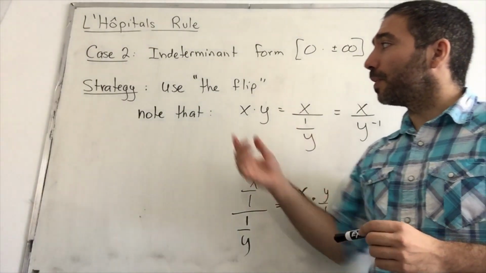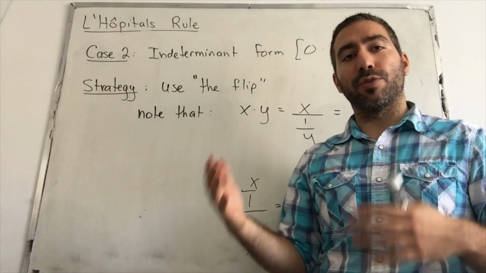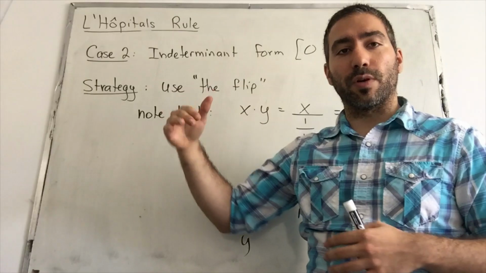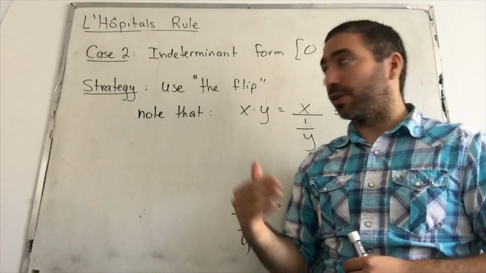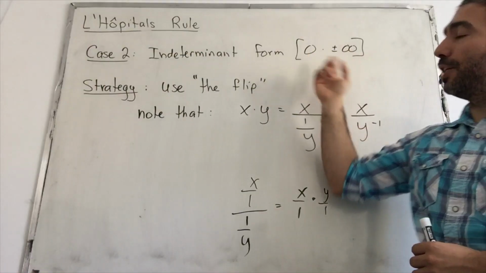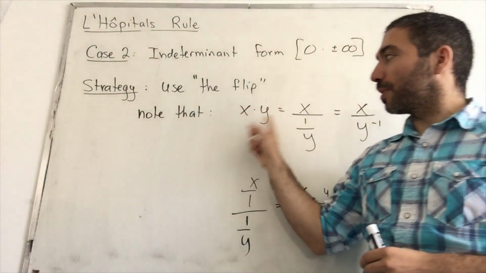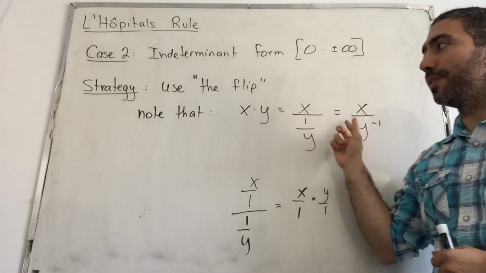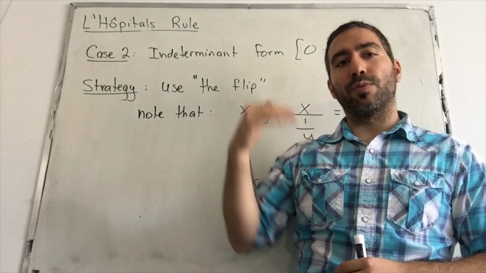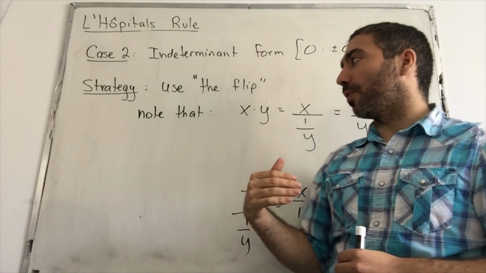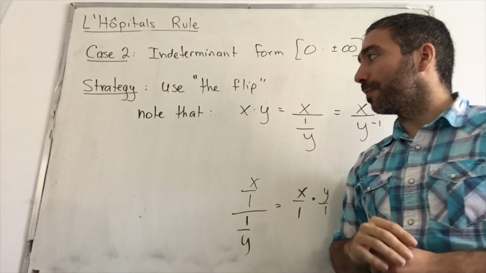Why are we applying the flip? Well, in order to apply L'Hopital's rule, as I mentioned, we're going to reduce it from a case 2 to a case 1. In order to get a case 1, you need a fraction. Case 2 is going to be a multiplication of two terms. You might not have a fraction, so using the flip, we transform something that has a multiplication into something that has a division, which is what we want because we want to take the derivative of the top and the derivative of the bottom. In order to do that, we need a fraction.